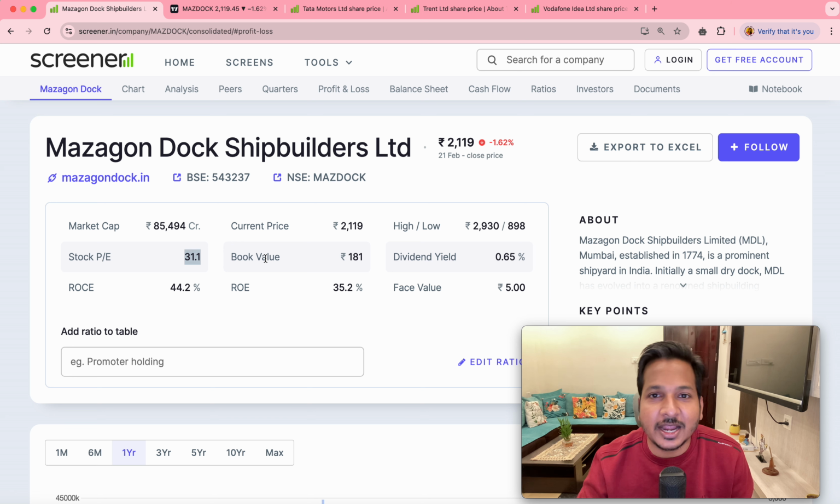Your friends, your relatives, that Instagram influencer, YouTubers, everybody will tell that their stock has again gained, but you will be sitting like, oh, my stock is correcting more than Nifty. My stock is gaining less than Nifty. Your stock is relatively weaker than Nifty. Try to understand this.